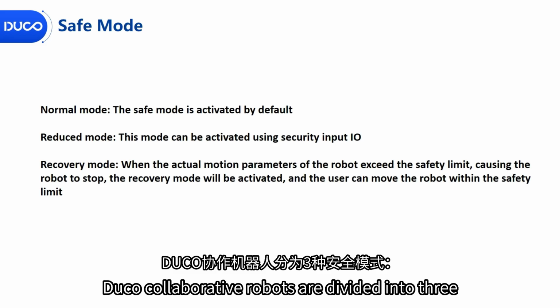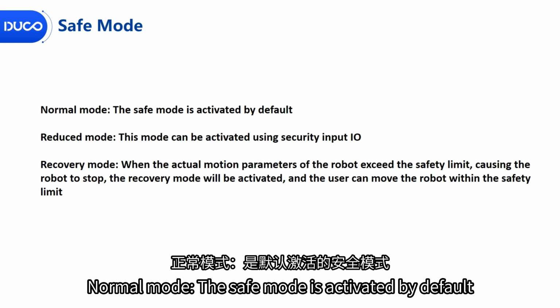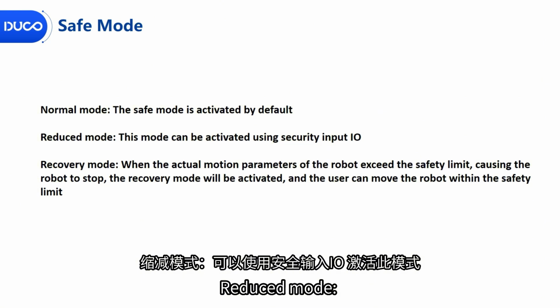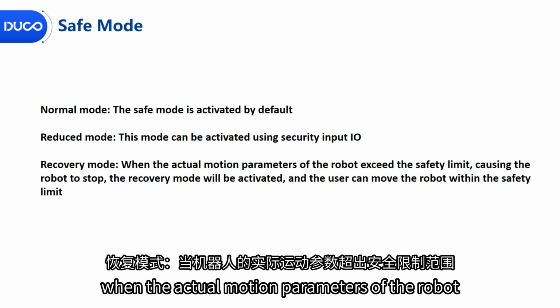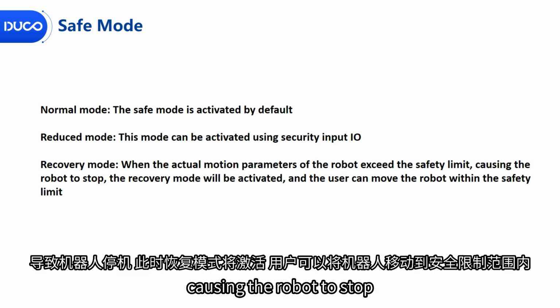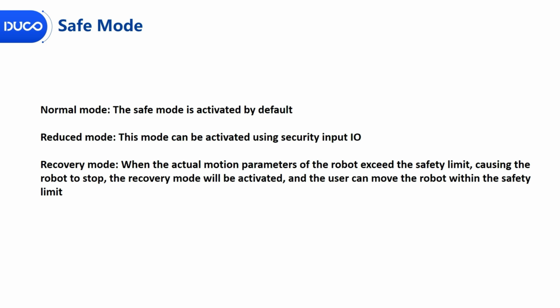DUCO collaborative robots are divided into 3 safety modes. Normal mode: the safe mode is activated by default. Reduced mode: this mode can be activated using security input I/O. Recovery mode: when the actual motion parameters of the robot exceed safe limits, causing the robot to stop, the recovery mode will be activated, and the user can move the robot within the safety limit.